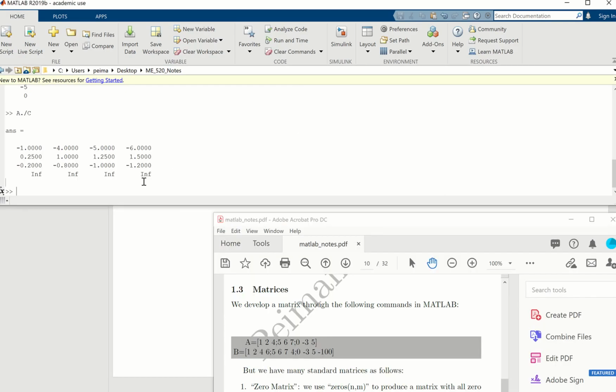So sticking to our notes, this is matrix A. So A is equal to 1, 2, 4. This is the first row. Second row you have to separate with semicolon. Okay, 5, 6, 7, done. 0, minus 3, and 5. See, this gives you this matrix A. See that? This is the line that I'm talking about.